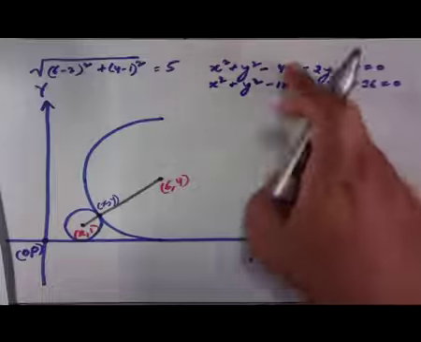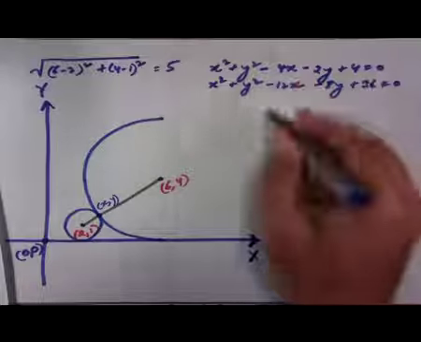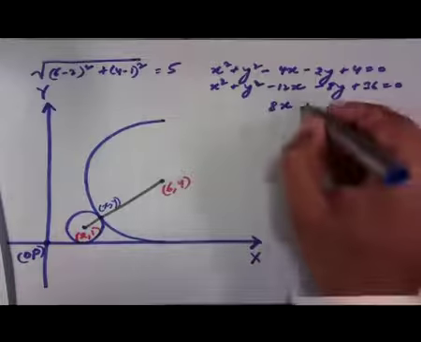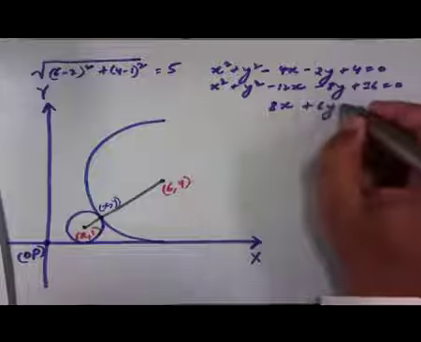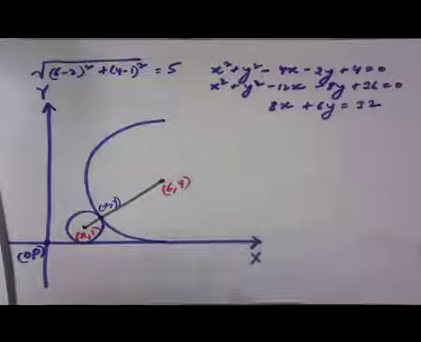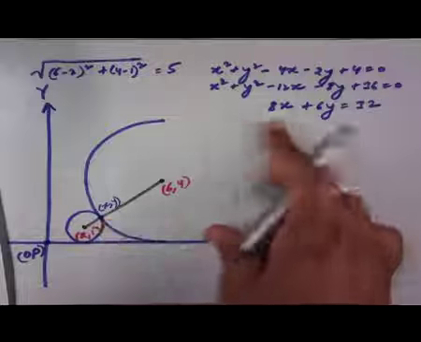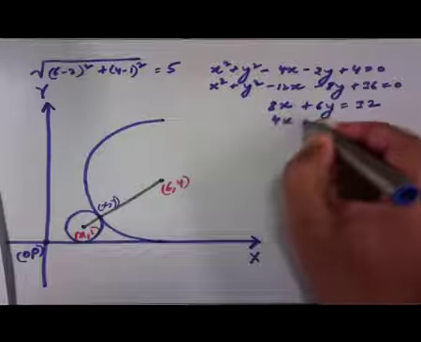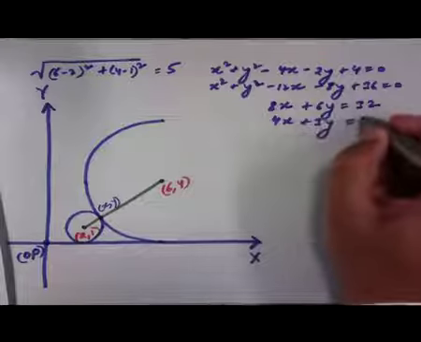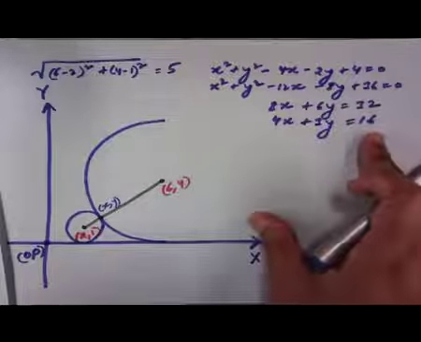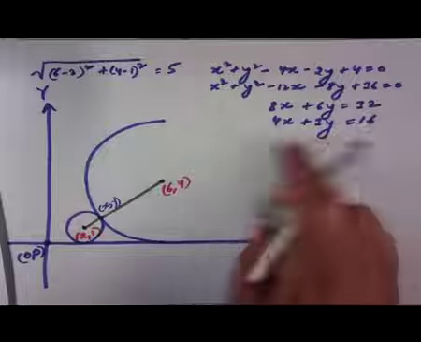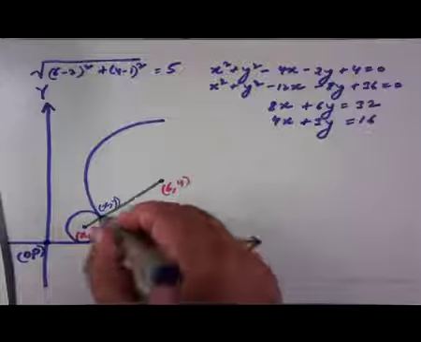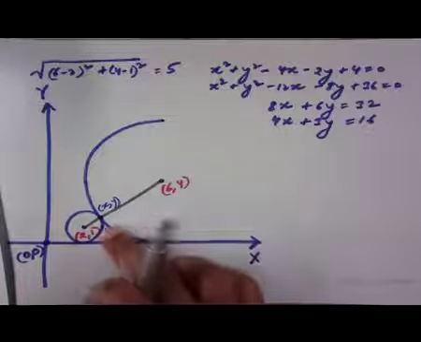And therefore, if we subtract it, then what we get is... so this point x comma y must also satisfy this equation, or we can simplify it to 4x plus 3y is equal to 16. This equation must be satisfied by this point.